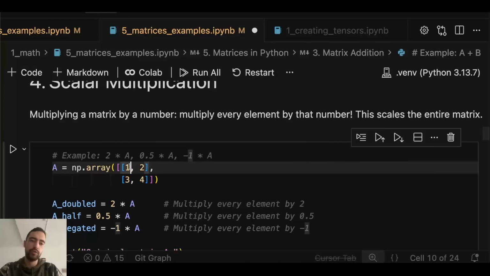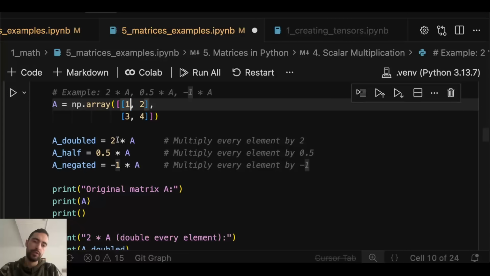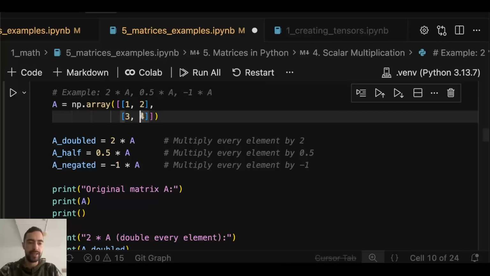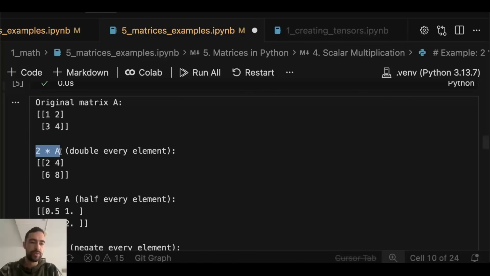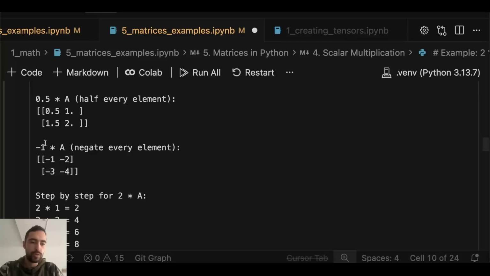Scalar multiplication, you just multiply. So if you say 2 times matrix A, you will just multiply each of these elements with 2. So this will become 2, 4, 6, 8. So let's see the result here. 2 times A, you will just multiply with 2, or 0.5 times A, you will just multiply each element with 0.5, 1.5, 2. Minus 1, same, just each element with minus 1.